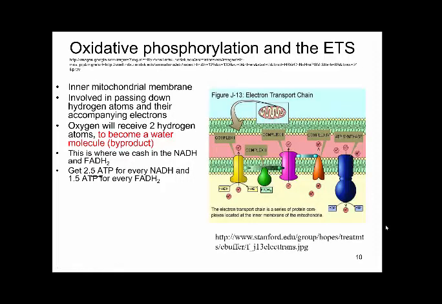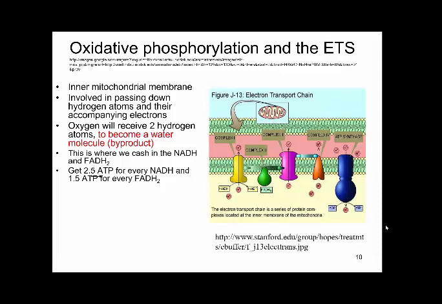After this, we're going to still stay in the mitochondrion, but we're going to move to a different place. We're going to move into the inner mitochondrial membrane. Here's where we're going to find the electron transport chain.